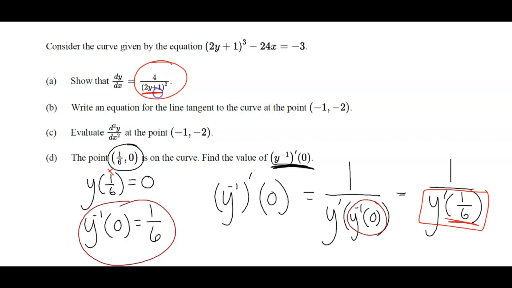We need to plug in a y value. So what's the y value that I'll plug in? I'm not going to plug in 1/6 because that's the x. I need to plug in the y value that goes with it. And what is that? It's 0. So actually, to find the derivative y prime at 1/6, we actually need to plug 0 into this function.